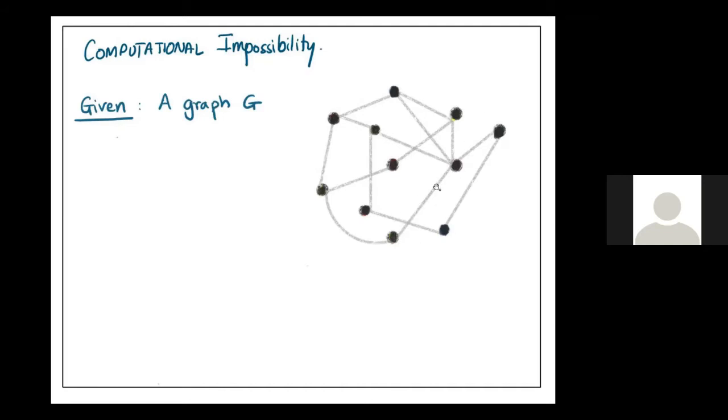And connections between a pair of points. So some pair of points may have a connection between them. Certain pairs may not have a connection between them. So you just draw this connection graph and that connection picture, and that's your graph.